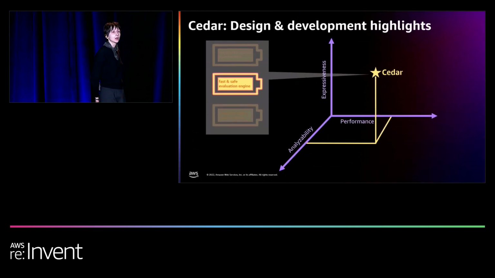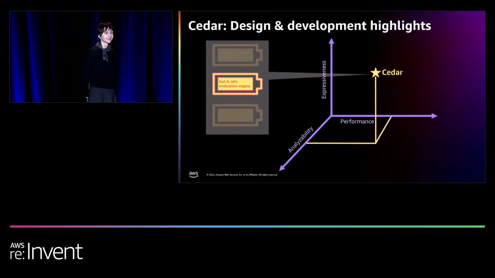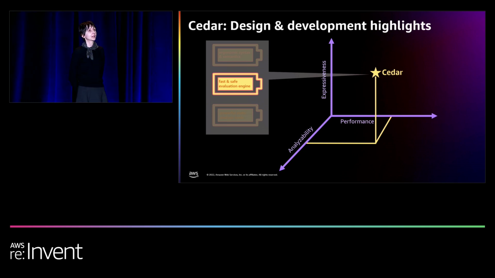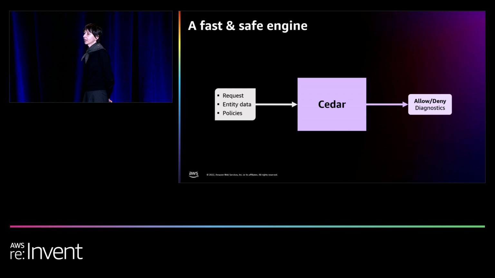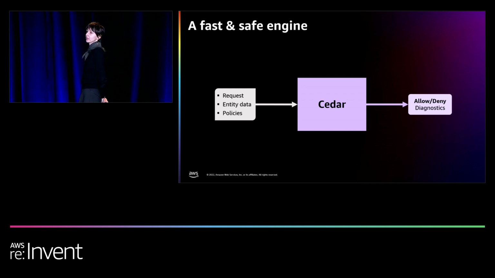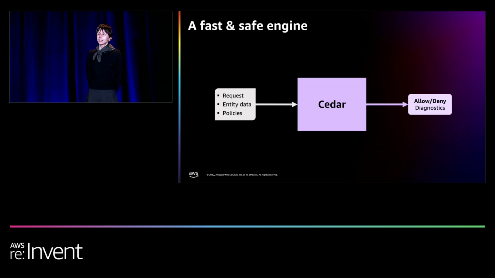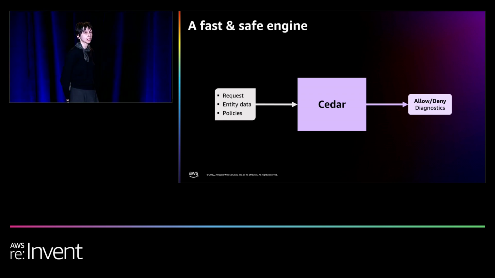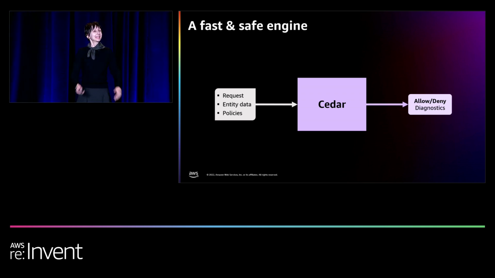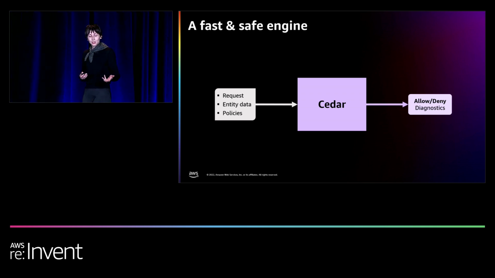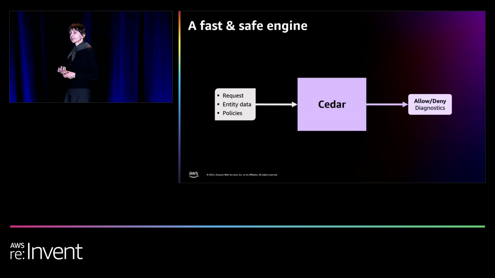Okay, so that's how we designed the language in a nutshell. And let's talk about how we built the engine. From the point of view of a client of Cedar, AVP is the client of Cedar, it takes three inputs. The request, so principal, action, resource, and context. An entity slice, so some part of your entity store, and a policy slice.